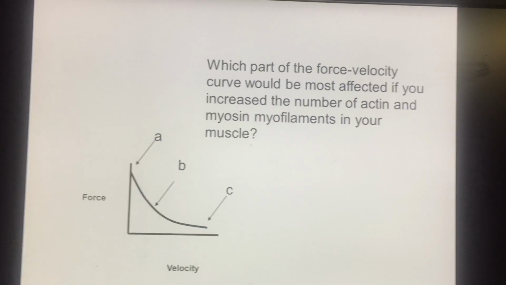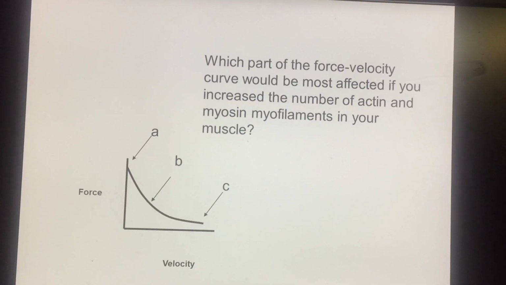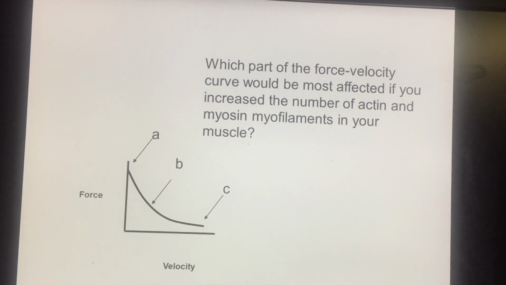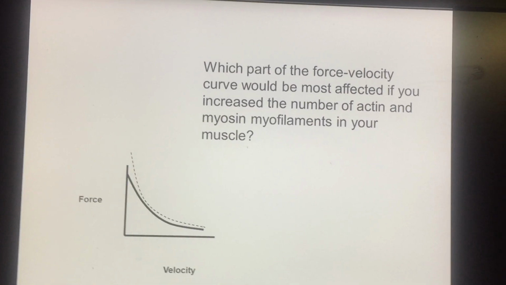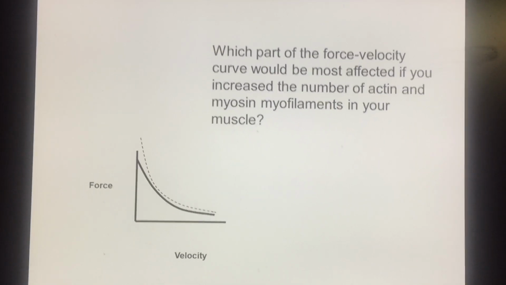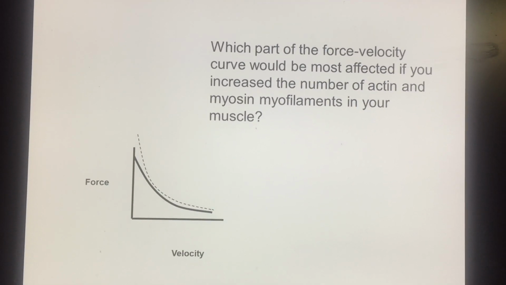So the most likely part of this curve that would improve is your force output at low velocity, out at point A. So that's how your curve would probably look if you've increased the number of actin and myosin myofilaments in your muscle. So you get stronger at those slower contraction velocities.